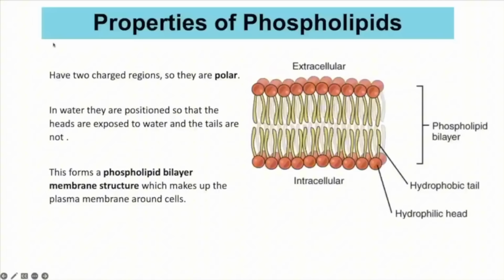Now, because of these 2 different charged regions, they are able to form the phospholipid bilayer. When you add phospholipids to water, because the heads are attracted to water, they will spin to be exposed on the outside. The tails are repelled by water, so they'll spin to be on the inside, where they can interact with the other fatty acids, but they're not exposed to the water. And that's how we get the phospholipid bilayer that makes up cell surface membranes, but also some organelles' membranes.